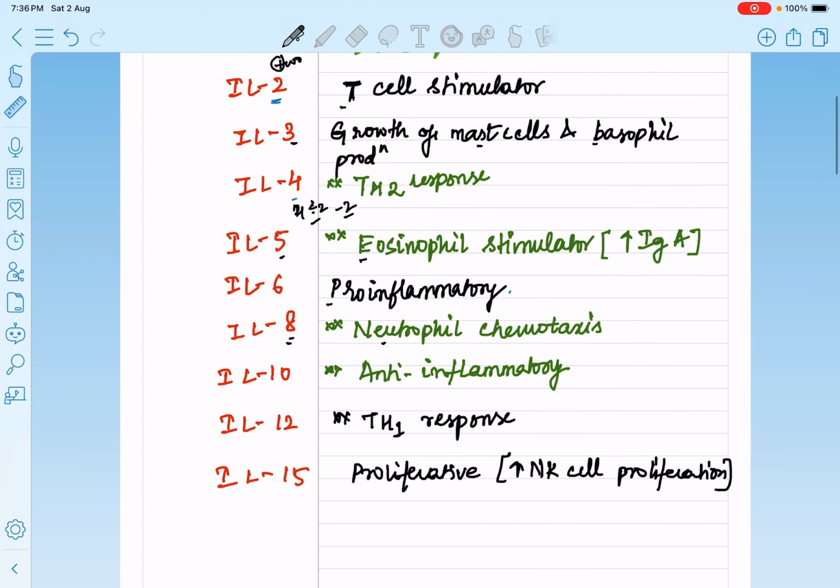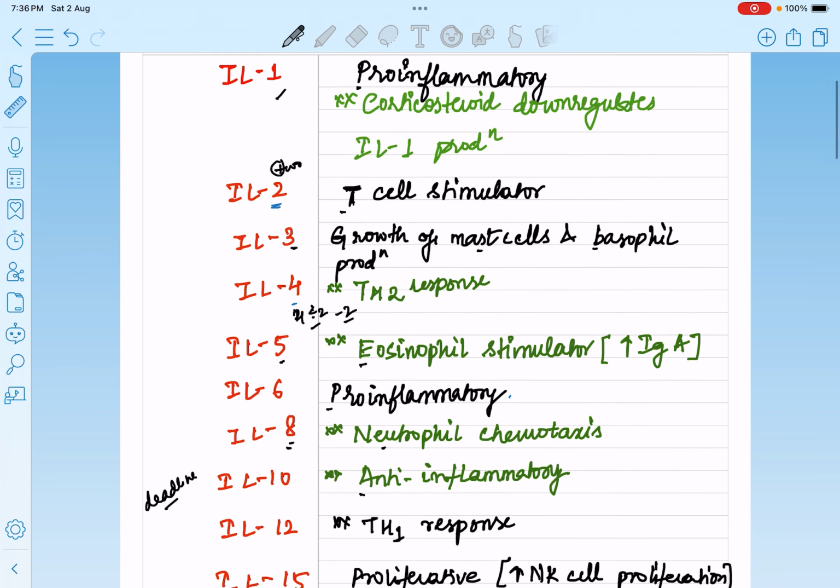Now we have anti-inflammatory. So if there is inflammation, then there will be anti-inflammation, right? So you need to combat that. So IL-10 is causing anti-inflammatory. How will you remember? When you go home, they will give you a deadline, right? Deadline like come back by 10 o'clock, so remember that anti-inflammatory means IL-10.